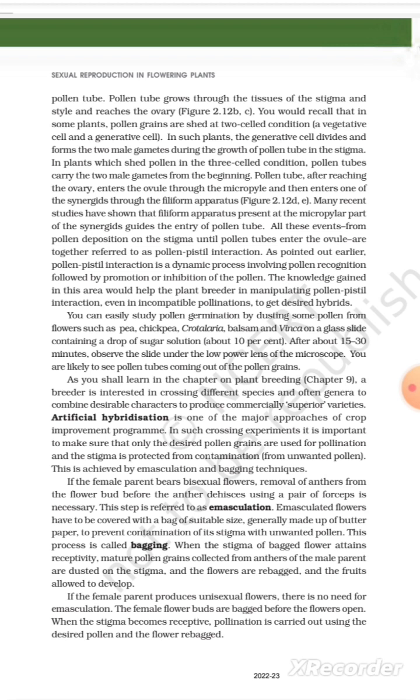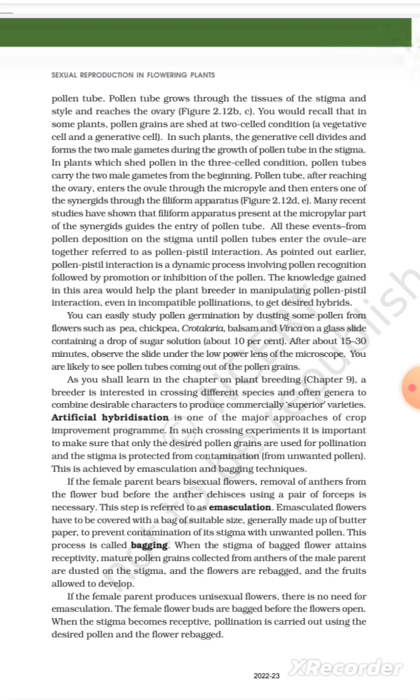All these events, from the pollen deposition on the stigma until pollen tubes enter the ovule, are together referred to as pollen-pistil interaction. As pointed out earlier, pollen-pistil interaction is a dynamic process involving pollen recognition followed by promotion or inhibition of the pollen. The knowledge gained in this area would help the plant breeders in manipulating pollen-pistil interaction, even with incompatible pollinators, to get desired hybrids.